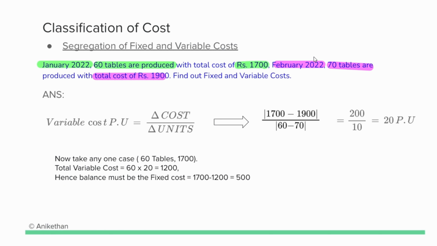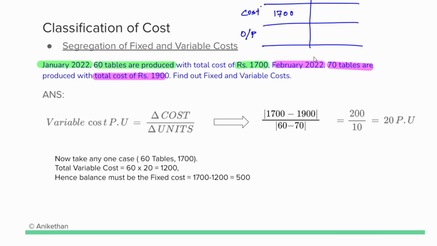So this is not a straight line. In such a case, you have to find out what is the fixed cost and variable cost. How to do this? Write the data for two periods. First you will write cost, then you will write output or units. What are the periods used here? You have Jan and you have Feb. So cost for Jan is 1700 and output is 60 tables. Similarly, cost for Feb is 1900 and output is 70 tables.